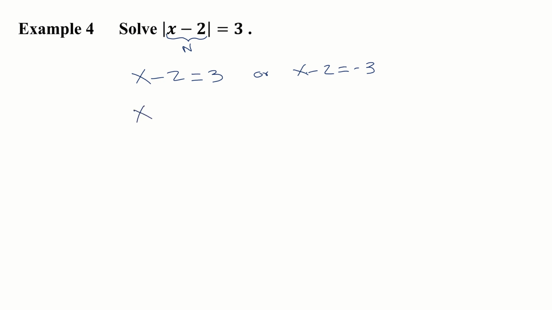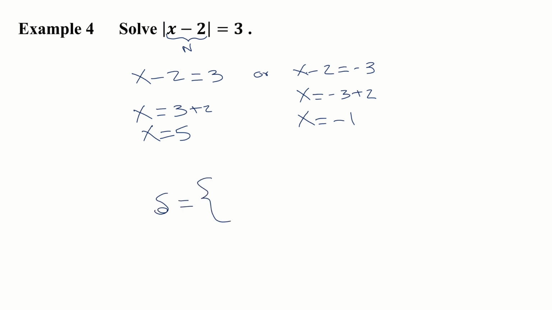Now we just need to solve these two simple equations that come about. So we move the -2 to the other side. We get x equals 3 plus 2, or x equals 5. And here we do the same. We get x equals -3 plus 2, so x equals -1. So once again, we have two solutions. So the solution set contains -1 and 5.